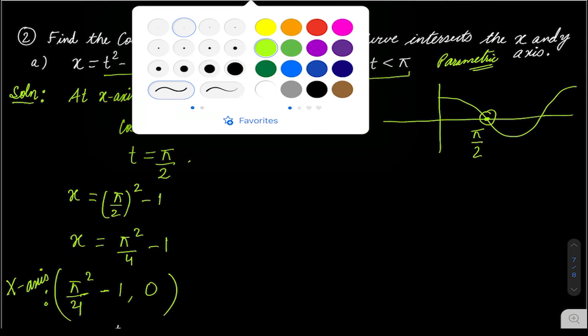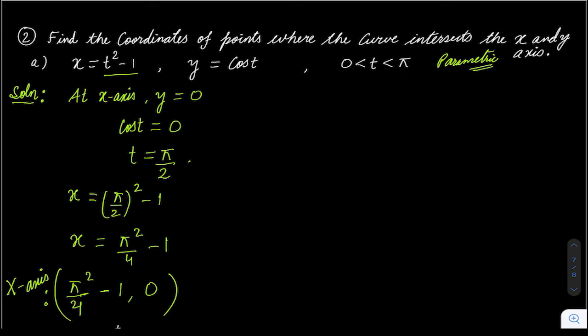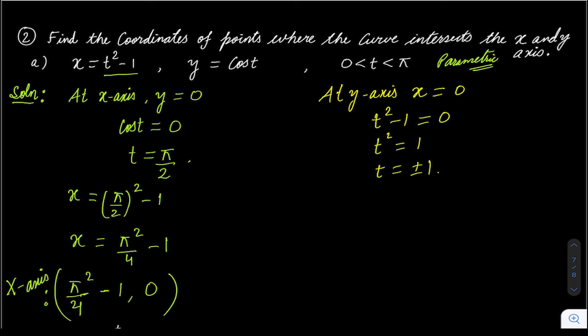So now similarly we can find the point where it intersects the y-axis. Let me just erase this. Okay. So at the y-axis what happens? At the y-axis my x coordinate will be 0. So when x is 0, let's see what happens. x means t square minus 1. So when t square minus 1 is 0, t square is 1, so t is coming out to be plus minus 1. So when t is plus minus 1, what is my y value?